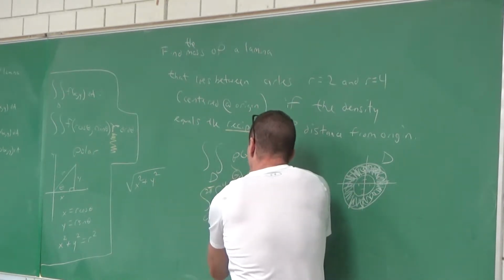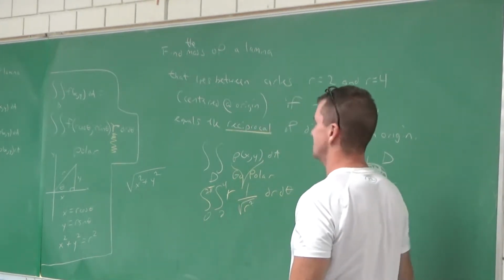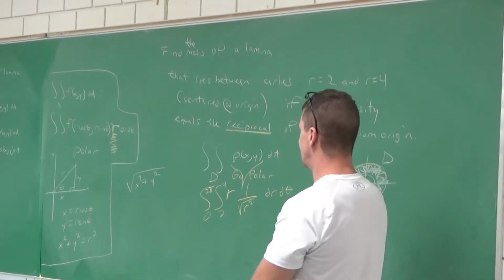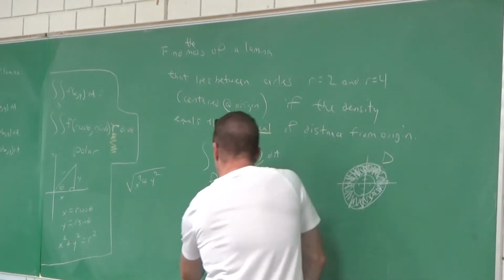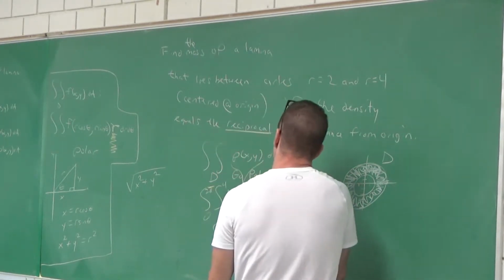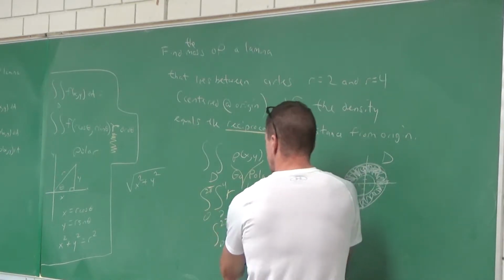1 over the square root of r squared, which simplifies, doesn't it? So what's that whole mess turn into? It really gets nice. Just r dr d theta, that's r over r, which is 1. So we just have an integral from 0 to 2 pi, 2 to 4. This becomes a 1. If you want, you can split this thing up, right?